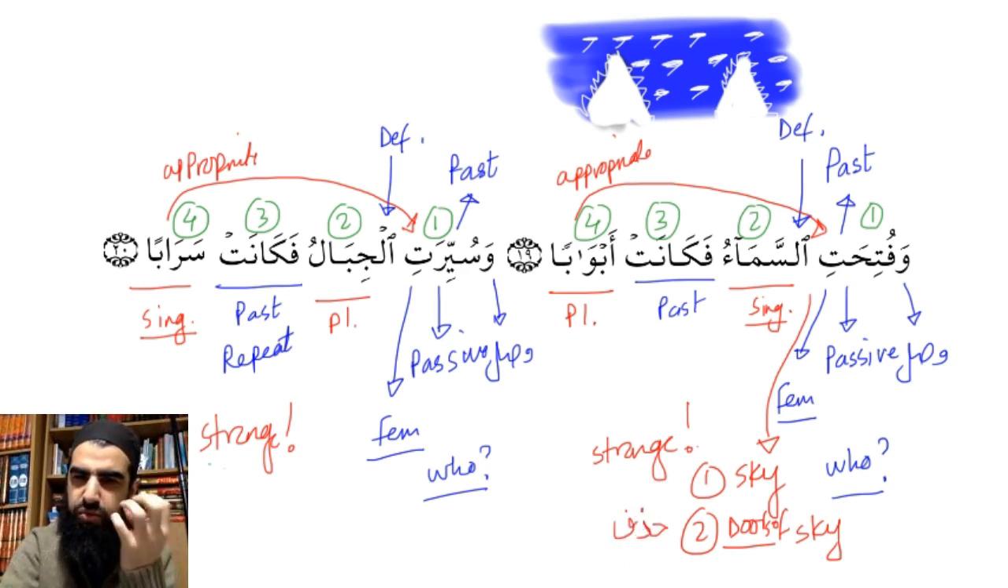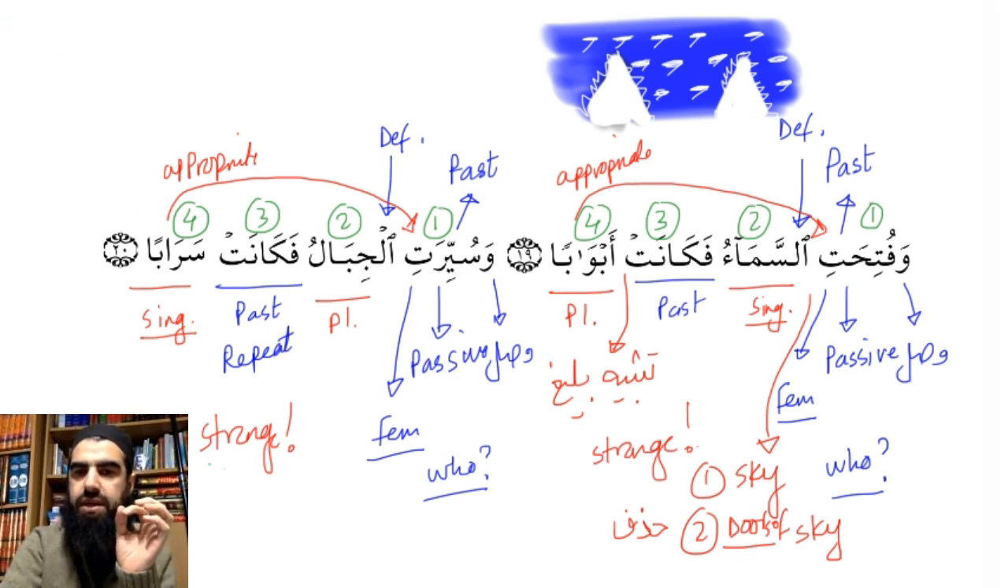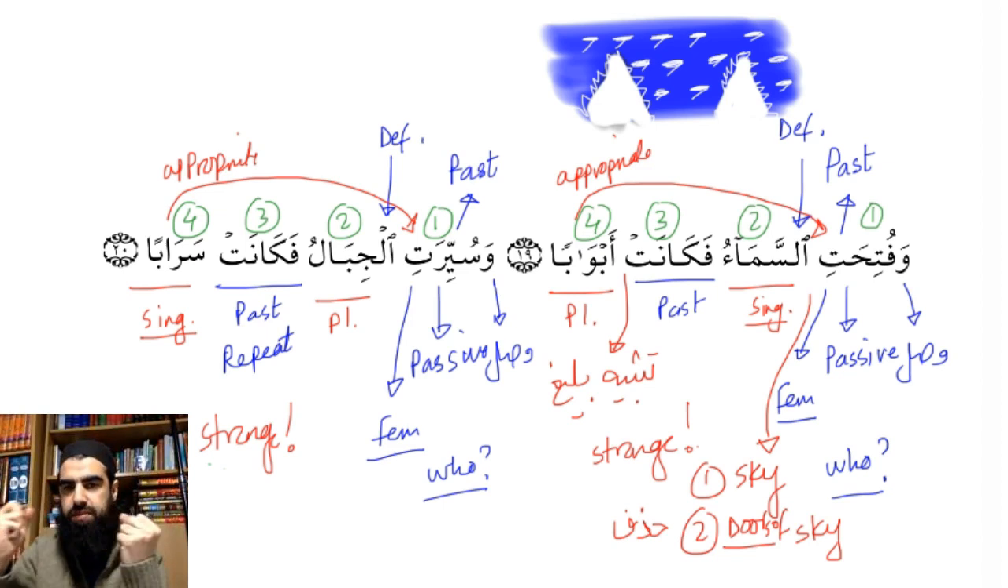This is called hadhf, removal. A word has been removed here. Futihat abwabus sama. Very strange, very eerie, like we said. Now they say there's a tashbih baligh taking place here. Tashbih, a resemblance. It's like saying the sky was opened up, and it was like doors. So over here the kaf of tashbih has been removed. And in Balagha we know that if you compare two things together and you remove the adatu tashbih, then you call this tashbih baligh.